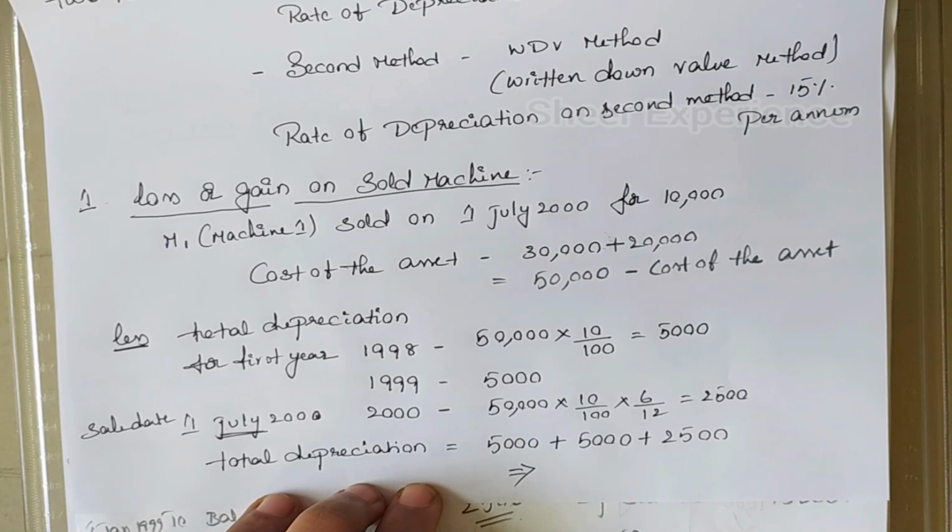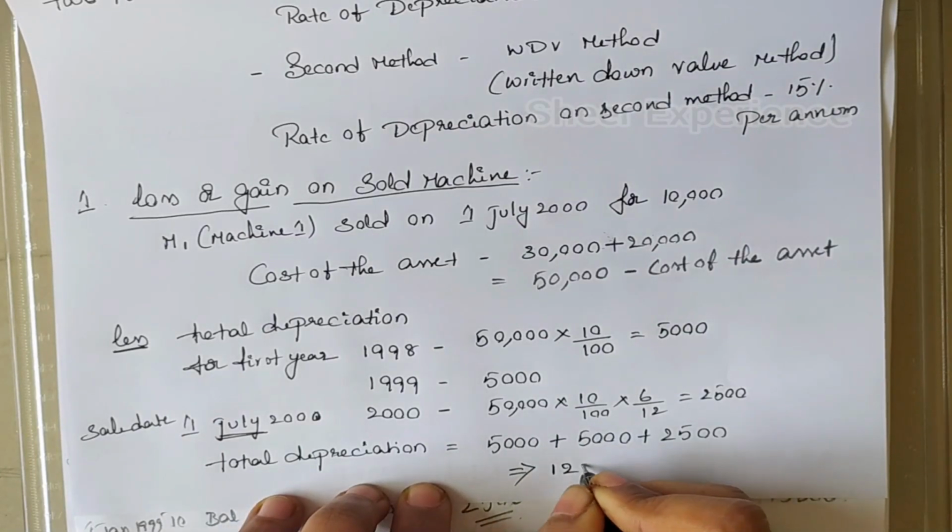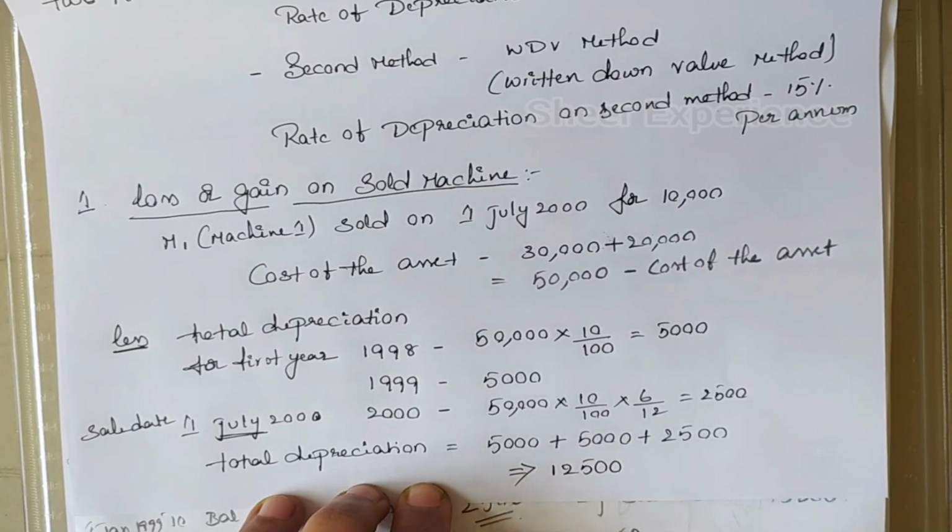We have sold the machine in the third year, that is on 1st July. So the depreciation is calculated only for the first 6 months, that is from January to June. The depreciation for 6 months is 2,500. The total depreciation on machine 1 is 5,000 plus 5,000 plus 2,500, which comes to 12,500. This is the total depreciation for machine 1.